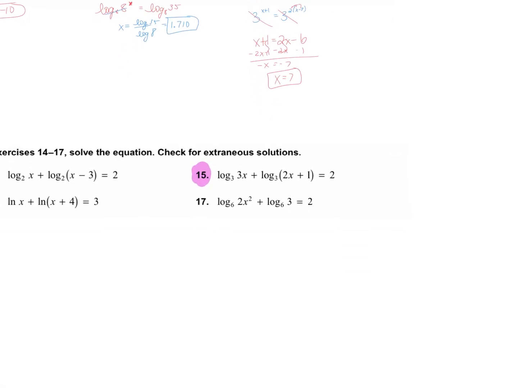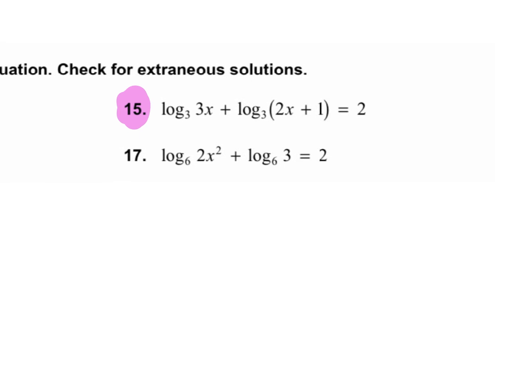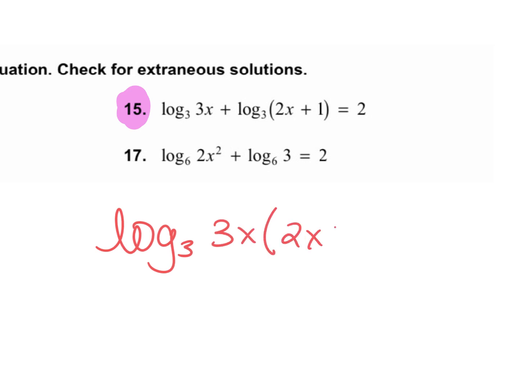All right, let's do 15. What do you guys notice about 15? The logs are the same. They're both on one side, though, so what should I try to do? Smush them together. I'm going to rewrite log base 3. And what do I do with 3x and 2x plus 1? I'm going to multiply them, because when we smush back together, when we condense, addition becomes multiplication. So this is 3x times 2x plus 1.